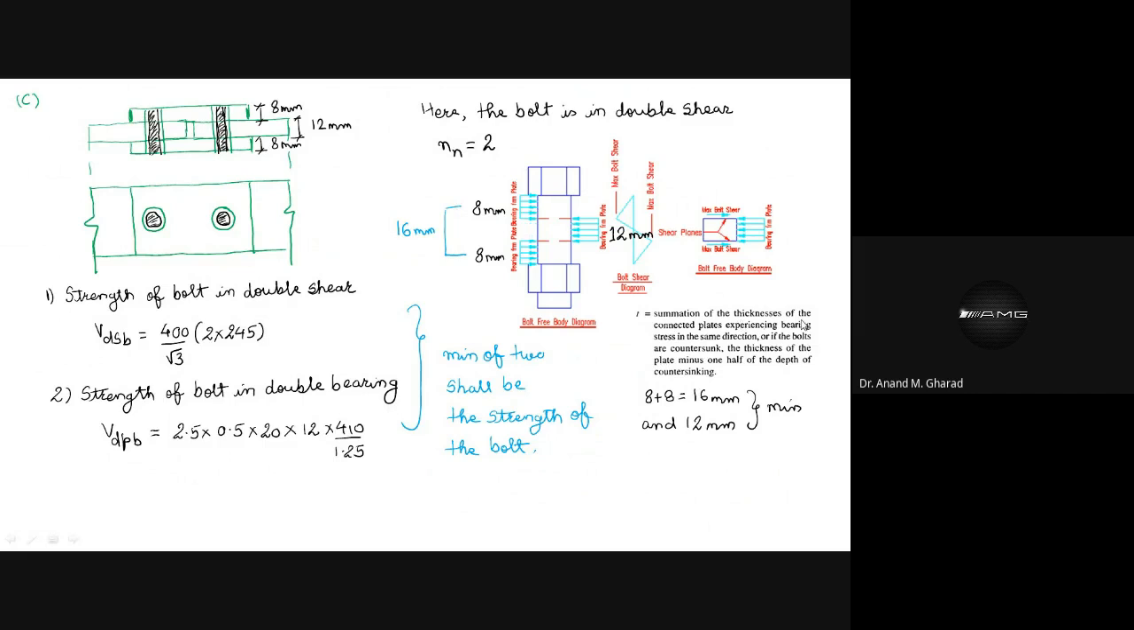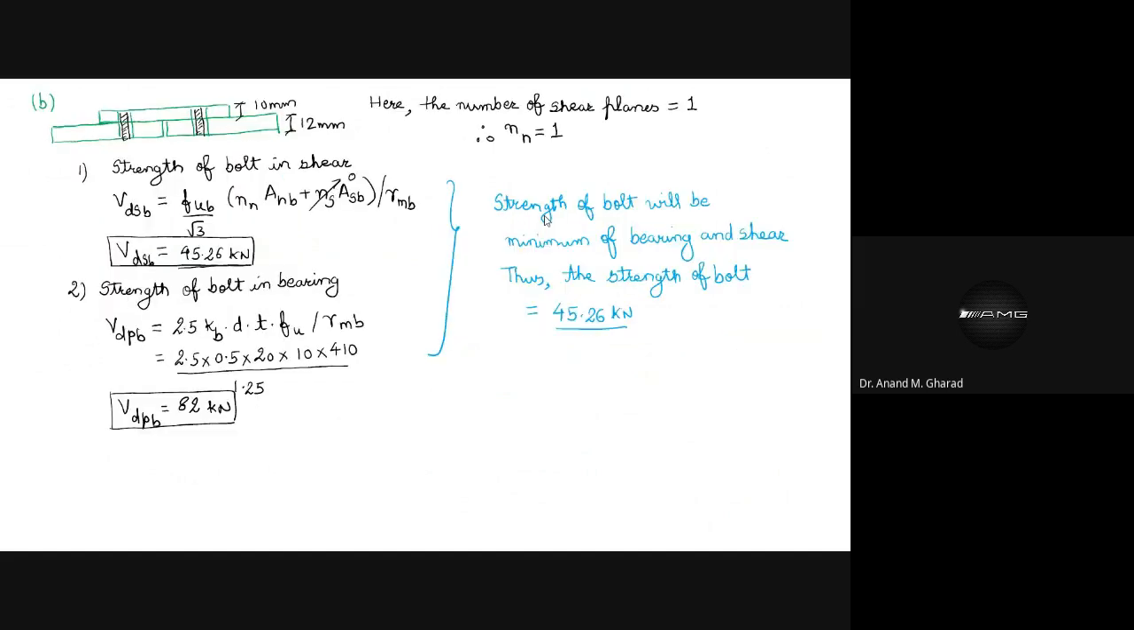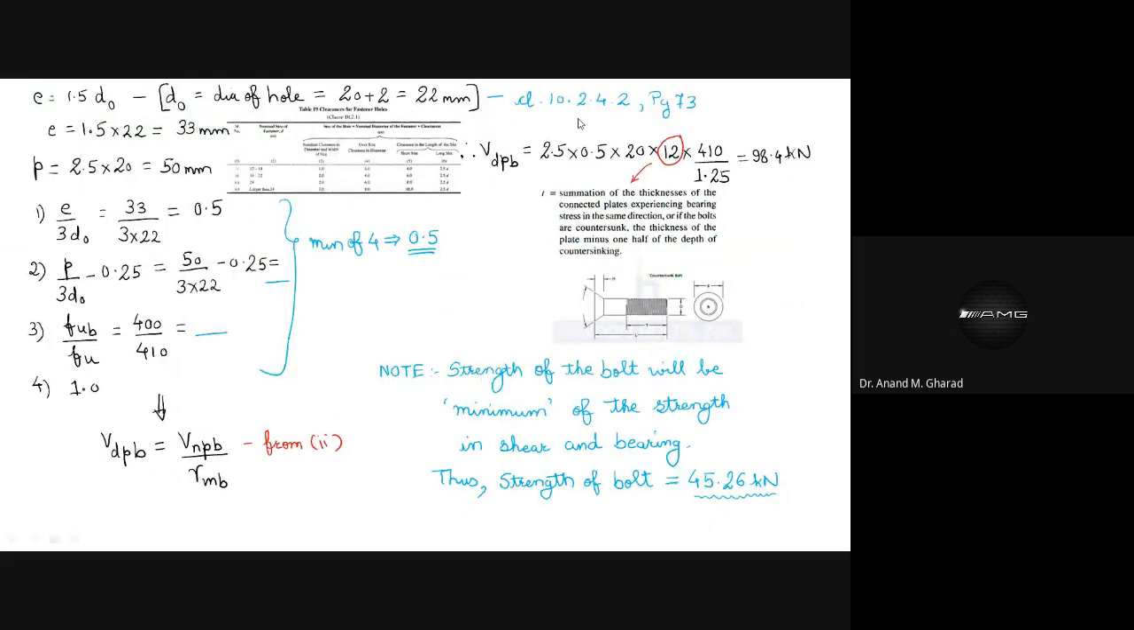Summation of thickness of the connected plates experiencing bearing stress in same direction. Look, in our case, in the first case, we have a bolt like this and the plates are connected like this. Here actually, what is happening? There are only two plates.